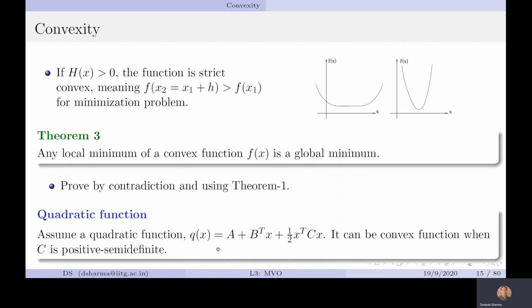So any quadratic function is not convex by default. What you have to do is find the Hessian of the function, which comes out to be C. And if C is positive definite or semi-definite, then you can say that the function is convex. So it is an important statement. You remember that.